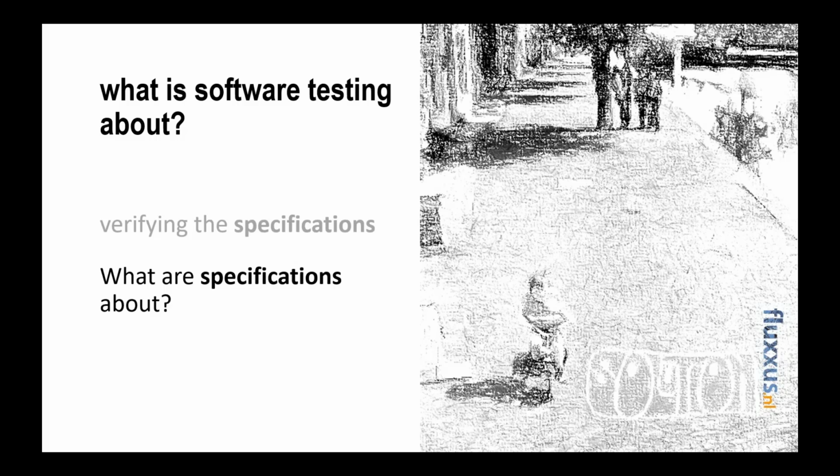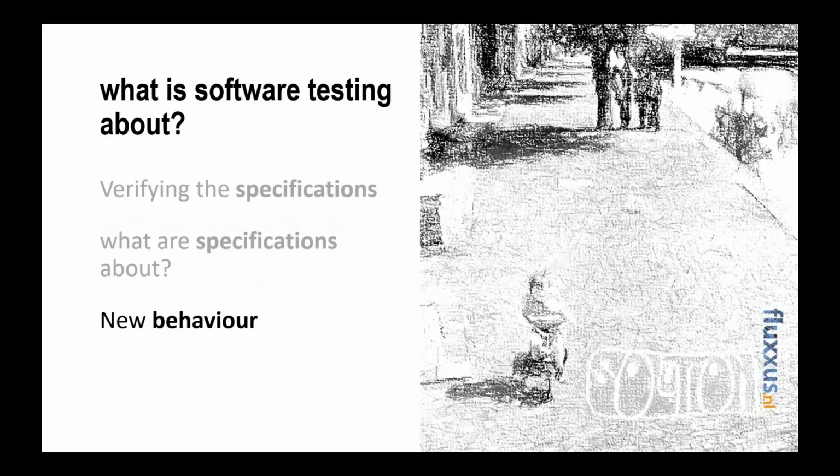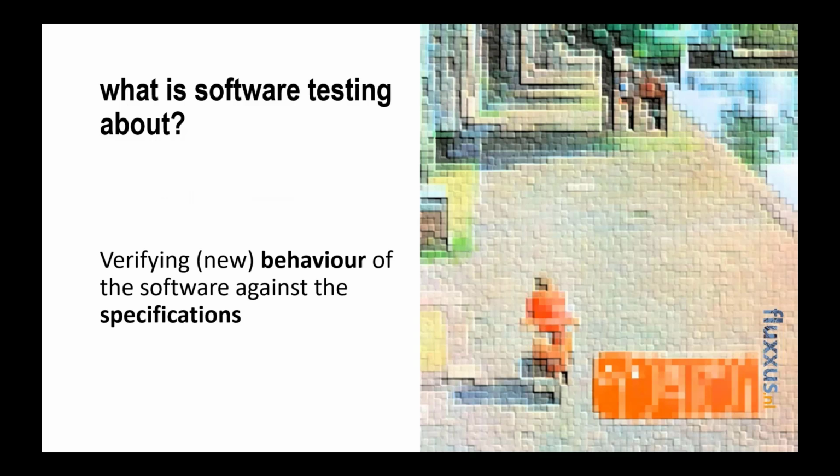We let the system behave in a certain way, which means there are different ways of behavior. Of course, it's a collection of behaviors, you could say. So specifications are about new behavior. Yeah? It could be a bug, so we need to change the behavior. Nevertheless, it's about behavior. So testing is verifying the new behavior of the software against the specifications, of course. It relates to the specifications.